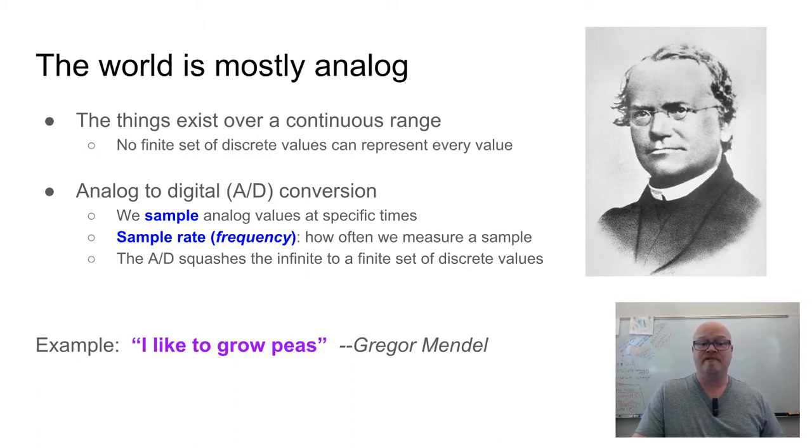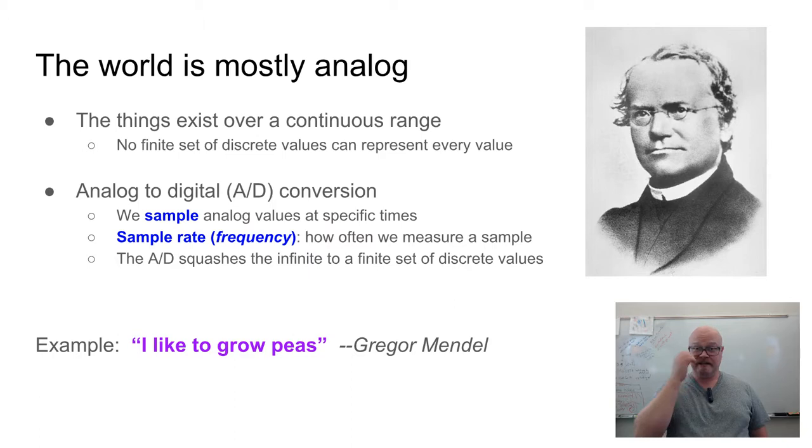Now, how often we do that, or how regularly we do that, is known as the sample rate or frequency. And that has a dramatic effect on how accurate our measurements are, particularly if our goal is to look at the change in some value over time. Now, we also have some resolution to the sampling that we do. So we have a sample resolution.